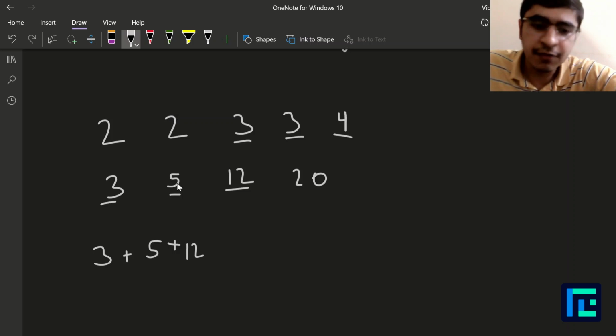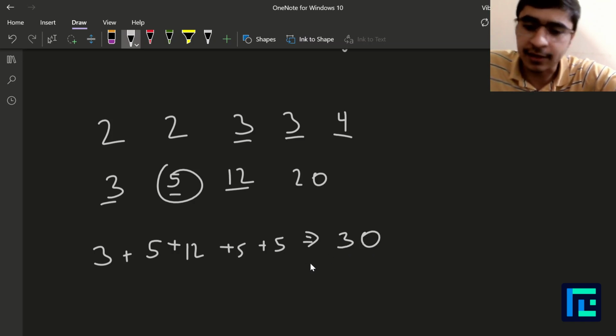Then I'll give 5 and 5 to 2 and 2. So it will be 5 and 5, right? So we are getting the same solution of 30, right? Basically, we are giving only these 3 people the presents. So we are getting 30, which was the same thing when I started giving the smallest to this guy. That is what we saw earlier.